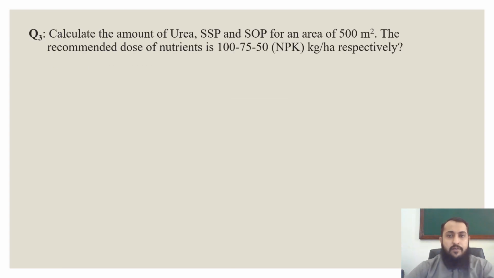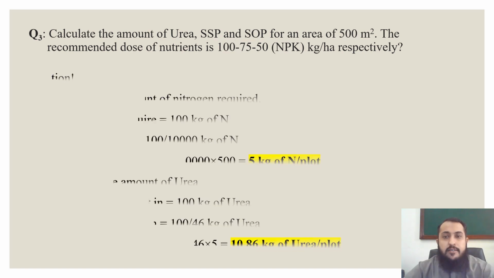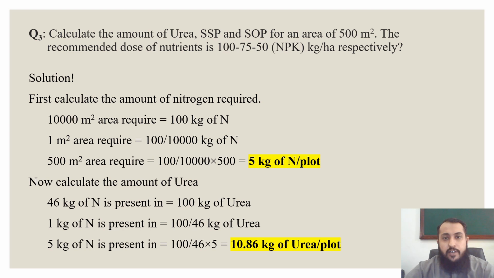In question 3, the only difference is our plot area, which is 500 square meter, and the second different thing is our recommended dose, which is 175 and 50 kg per hectare NP and K respectively. So again, first we should calculate the amount of nitrogen required for that area. 10,000 square meter area require 100 kg of nitrogen. 1 square meter area require 100 divided by 10,000 kg of nitrogen, and 500 square meter area require 100 divided by 10,000 multiplied by 500, and it is equal to 5 kg of nitrogen per plot.